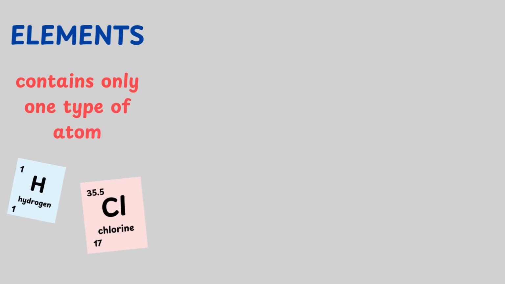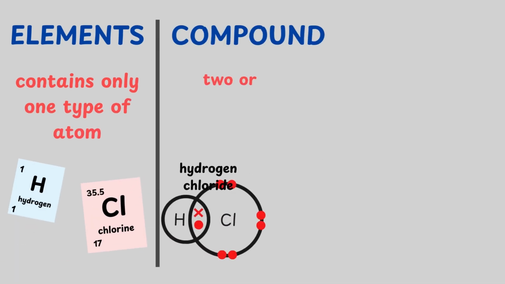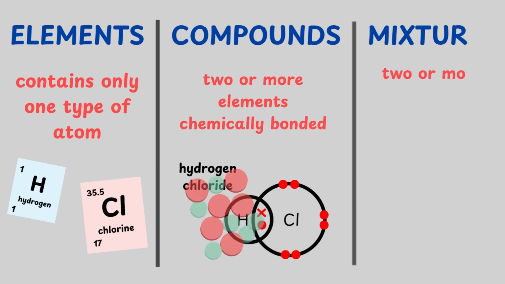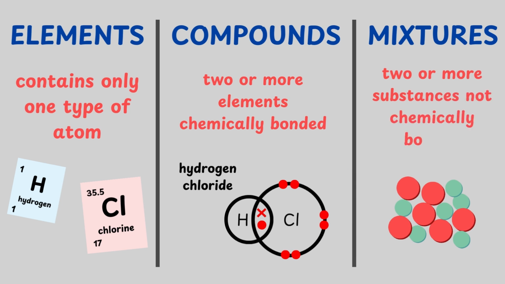Elements contain only one type of atom, for example, hydrogen and chlorine. Compounds contain two or more elements chemically bonded, like when hydrogen and chlorine combine to form hydrogen chloride. Mixtures contain two or more substances not chemically bonded. The substances therefore can be separated.